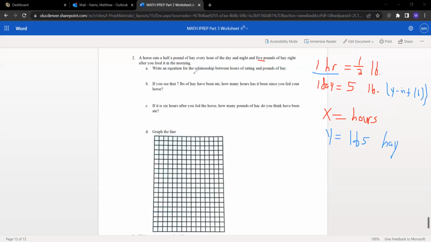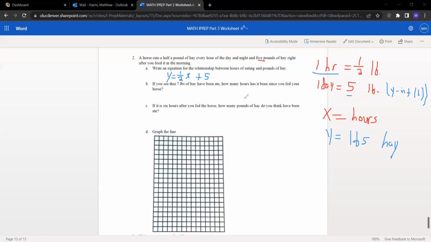So when we write our equation, y equals pounds of hay. Now let's think. What is going to be our slope? If x is hours, for every hour, what happens with our pounds? It goes up by 1/2. So our slope's 1/2. Y equals 1/2 of x. And what's our y-intercept? Y equals 1/2 of x plus 5. So now let's do a problem and plug it in.